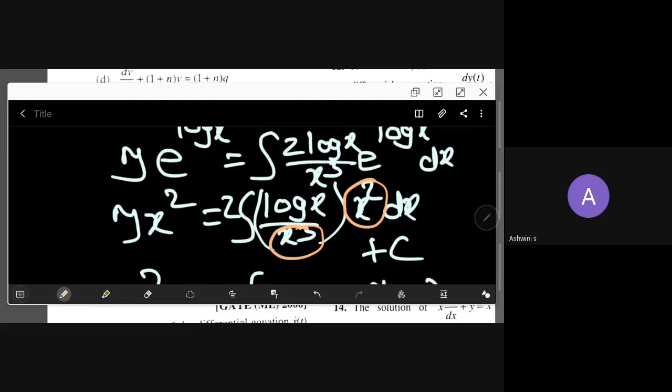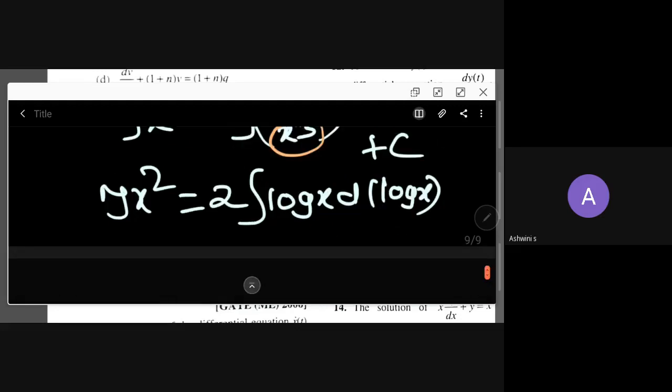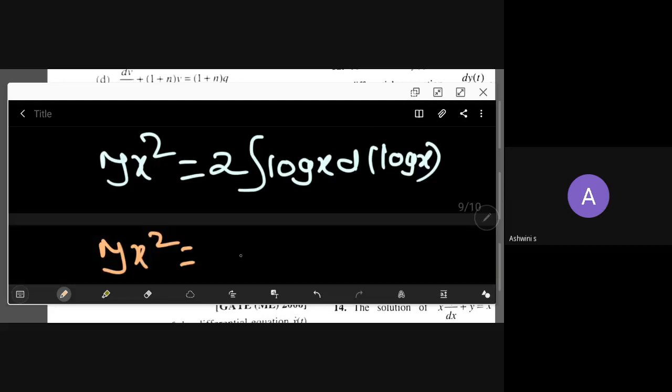So this d of log x is 1 by x. That is why I wrote log x d log x. Okay, so what will be the answer here? y x square is equal to 2 log x whole square by 2. So this 2 and this 2 will get cancelled, plus k will come.